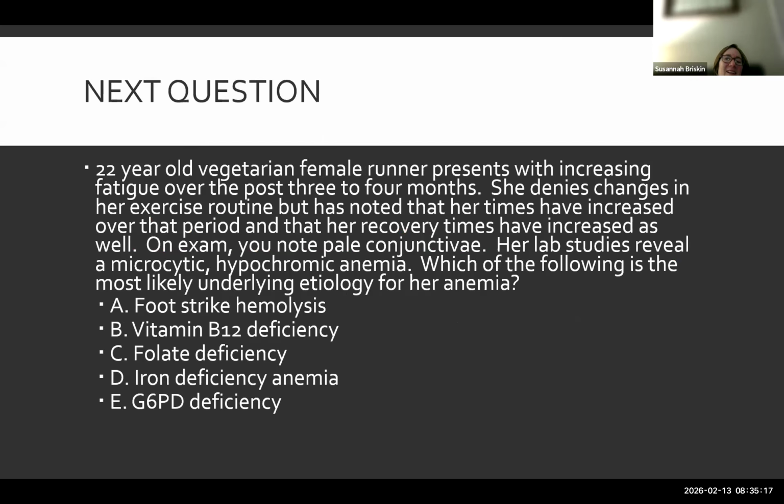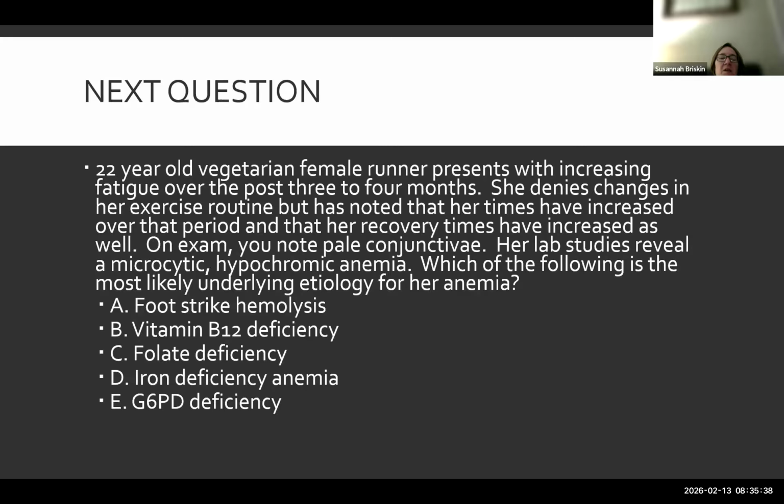All right, next question. A 22-year-old vegetarian female runner presents with increasing fatigue over the past 3 to 4 months. She denies changes in her exercise routine, but has noted that her times have increased over that period and her recovery times have increased as well.